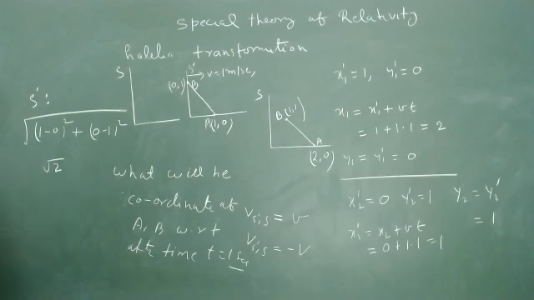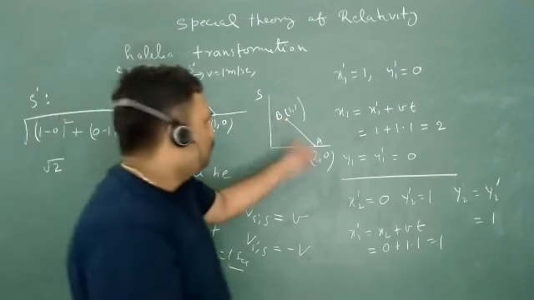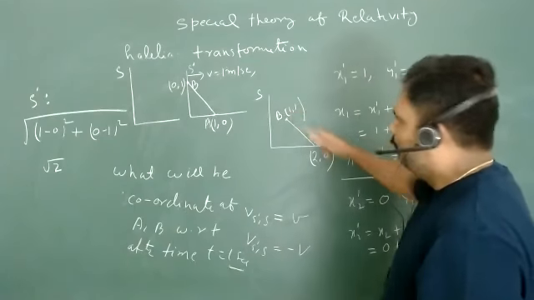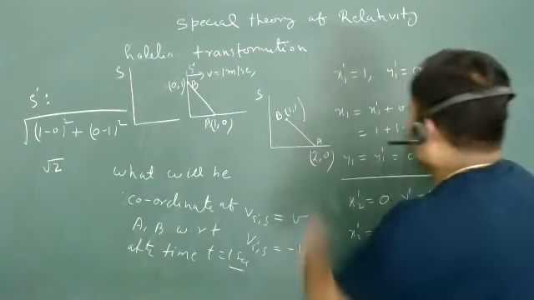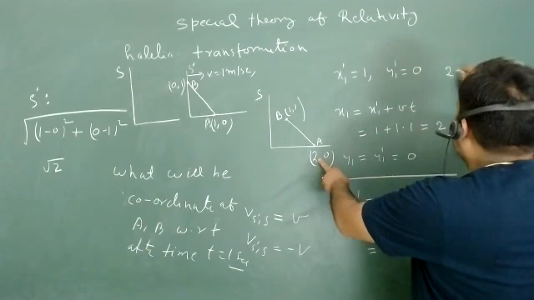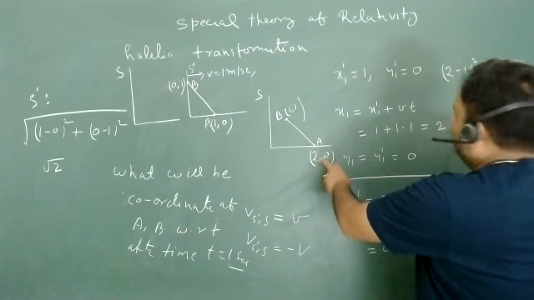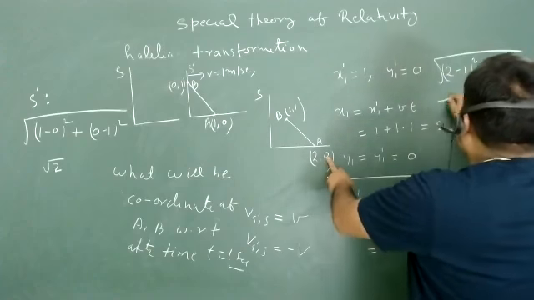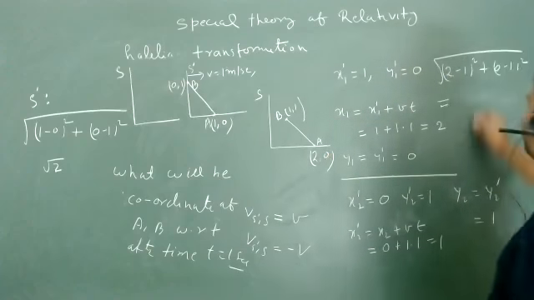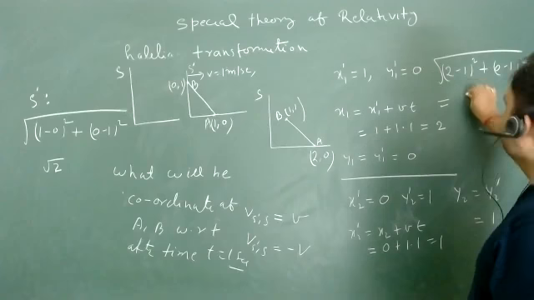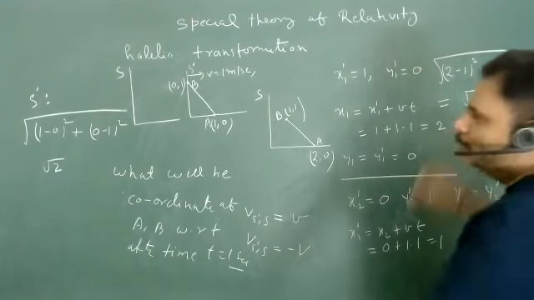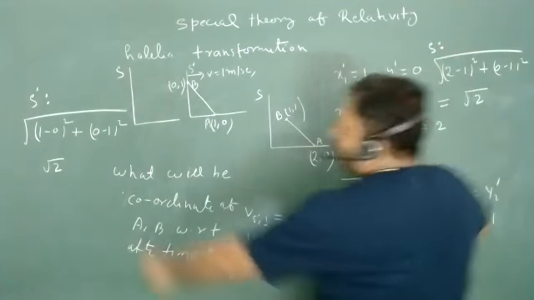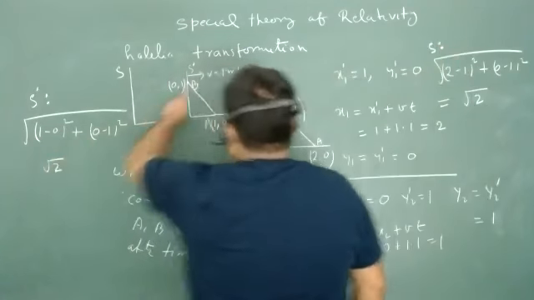Similarly, let's see the distance between A and B with respect to S. Here we have 2 minus 1 whole square plus 0 minus 1 whole square, under root. What do you get? Root 2. So you can see this is the distance from the S frame and that is the distance from the S dash frame.